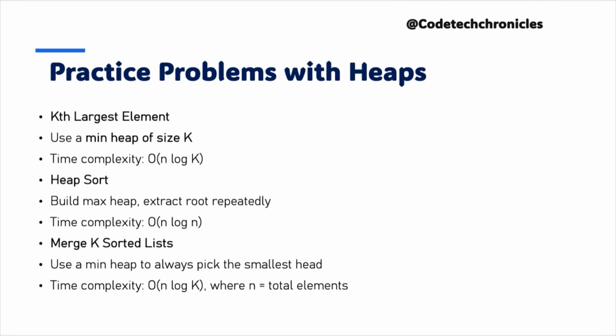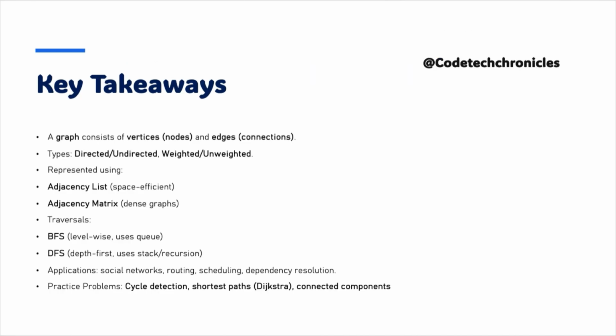Practice problems with heaps. Kth largest element, use a min heap of size k. Heap sort, turn the array into a max heap, then repeatedly extract the top. Merge k sorted lists, use a min heap to pick the smallest item from the multiple sources. These are very popular interview questions.